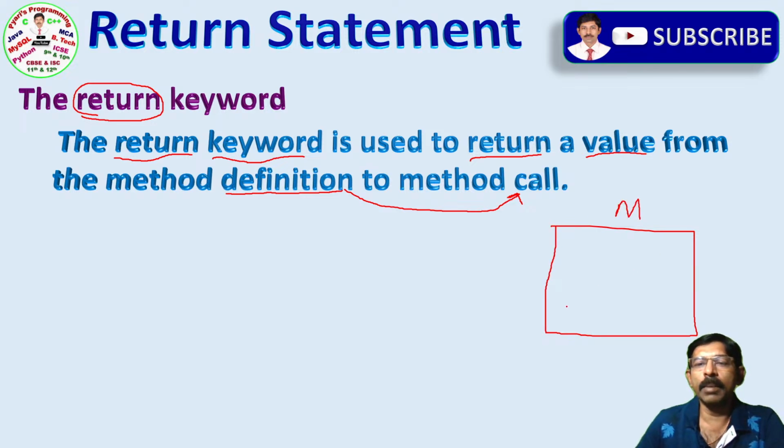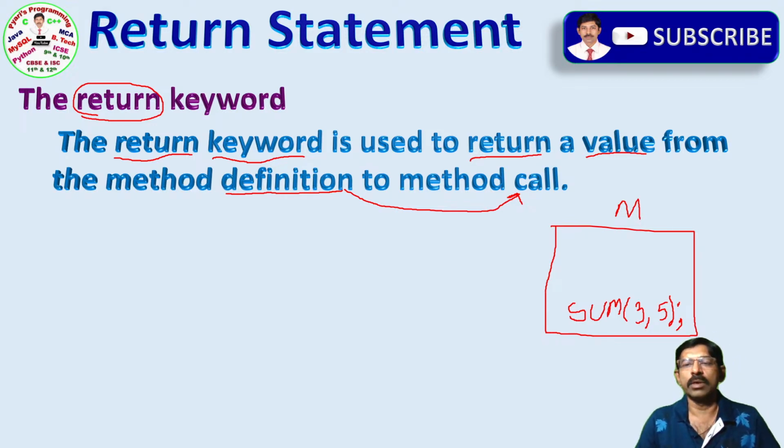Because if this is my main method, I am calling a method, suppose the sum method I am calling. And I am passing two parameters to it. One is 3, another is 5. So in that case, 3 and 5 are called dash parameter. In the previous class, we have learned this one. 3 and 5 are called dash parameter. Send me your answer.